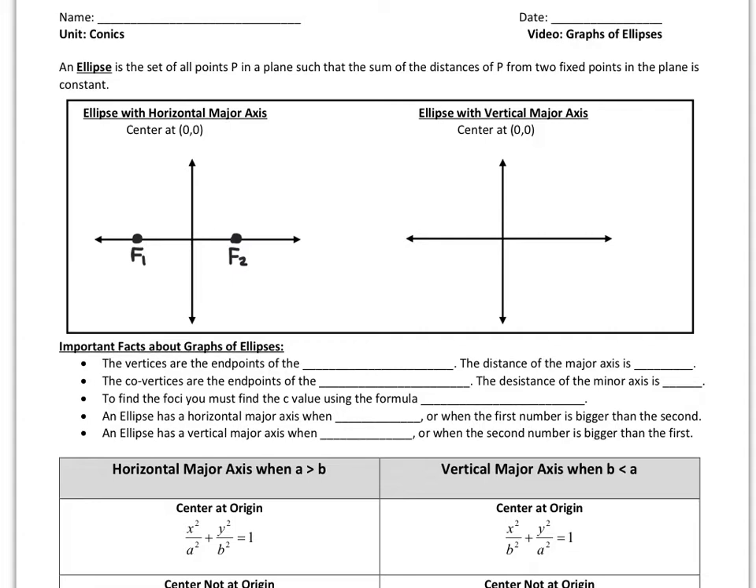Now, there are two components. There are vertices and covertices. So our vertices are always in line with the focus. So we'll call this V2 and we'll call this V1. Those are for my vertices. And they also lie on our major axis. So this here is my major axis. So on the major axis, we have our foci and our two vertices.